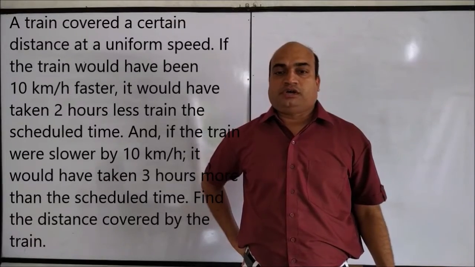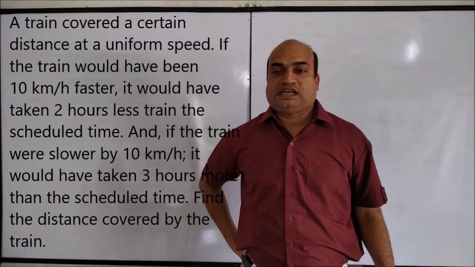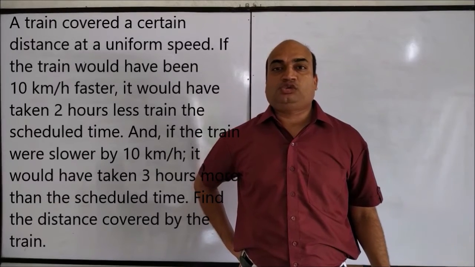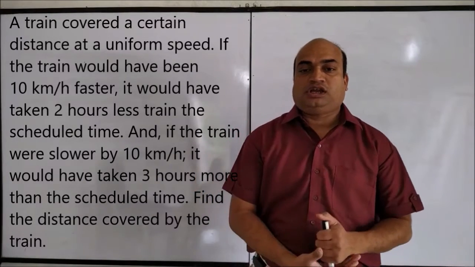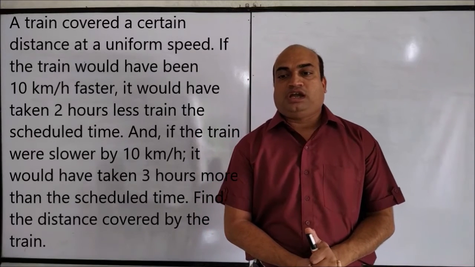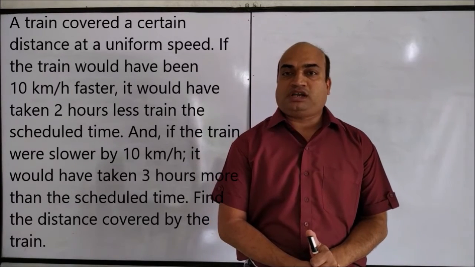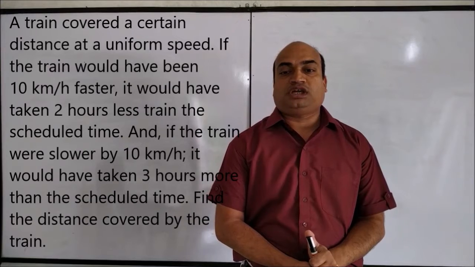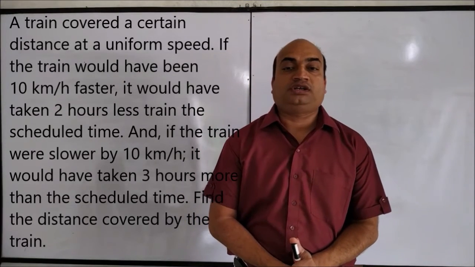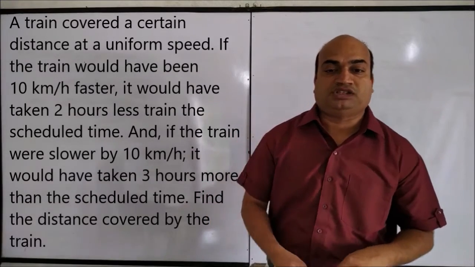A train covers a certain distance at a uniform speed. If the train would have been 10 km per hour faster, it would have taken 2 hours less than the scheduled time. And if the train were slower by 10 km per hour, it would take 3 hours more than the scheduled time. We have to find the distance covered by the train.